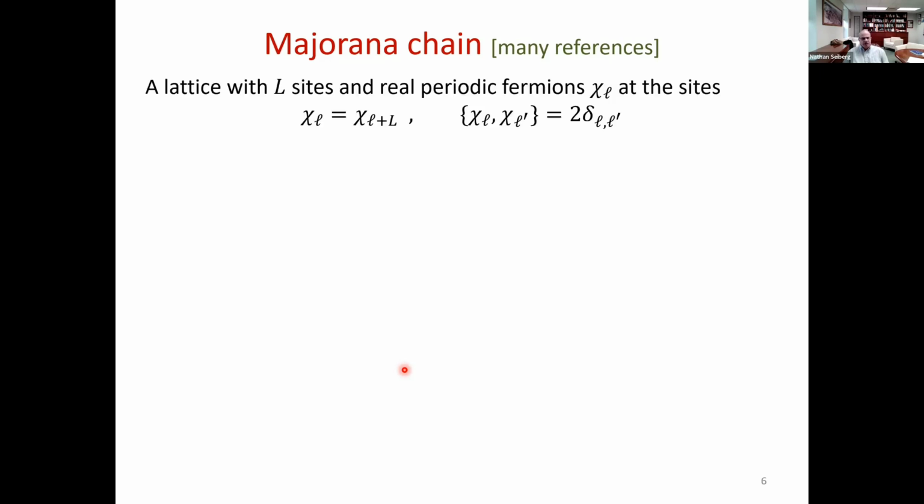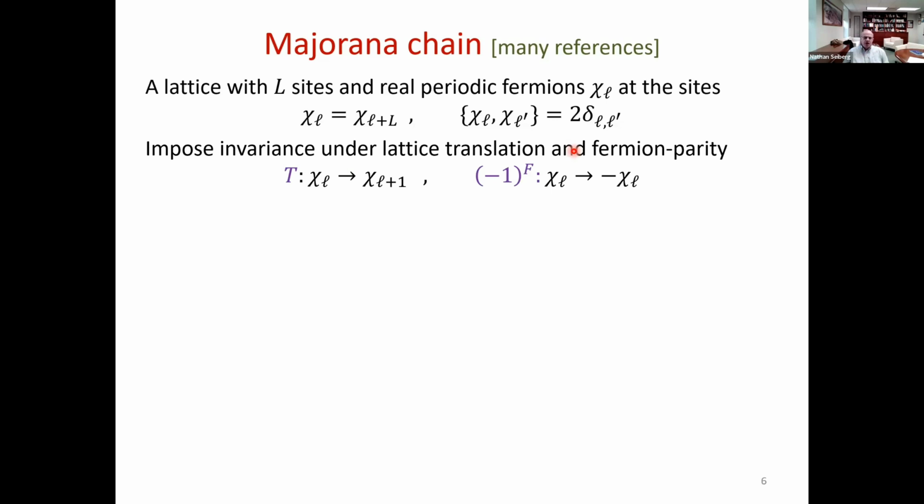The first example we study is very elementary. We have a lattice with L sites, with real periodic fermions. So chi_j sits on the sites, and they are real. And we have periodic boundary conditions, namely we use indices that are integers, but we identify chi's that differ by big L. And these chi's satisfy Clifford algebra relations. So by doing that, I specify the degrees of freedom in the Hilbert space. And we impose invariance under two symmetries: lattice translation that maps chi_j to chi_{j+1}, and fermion parity that just flips the sign of chi_j.